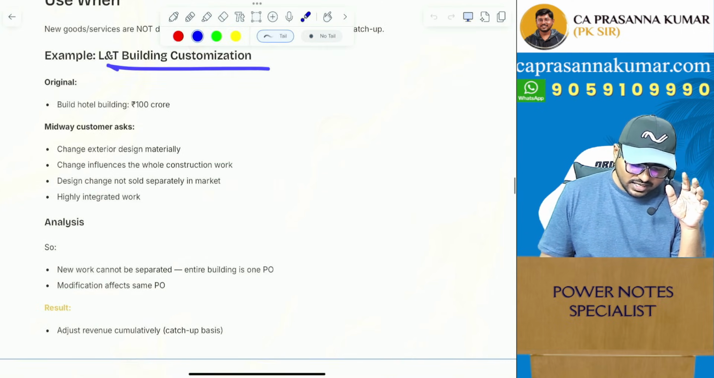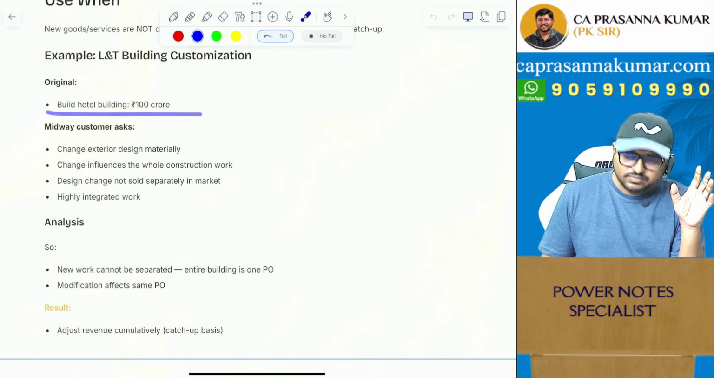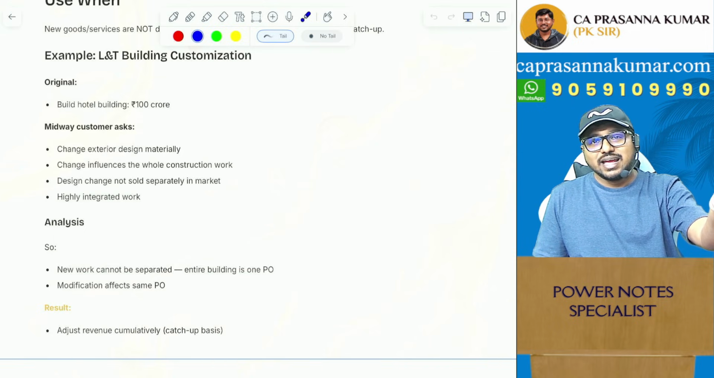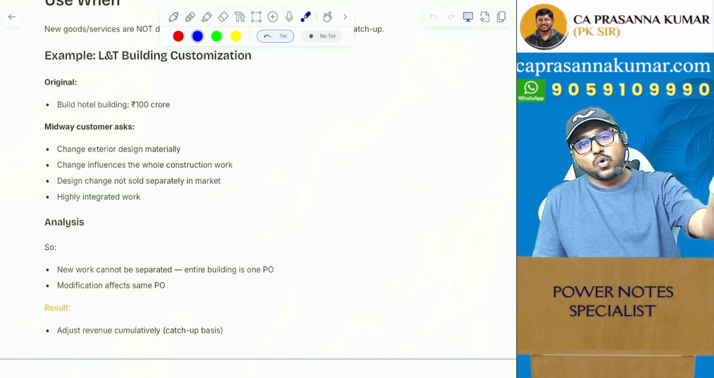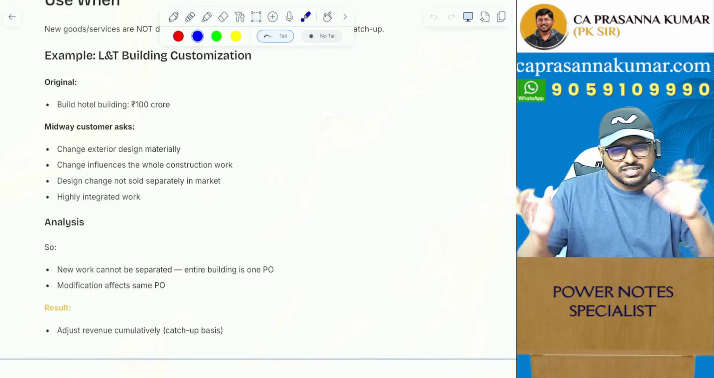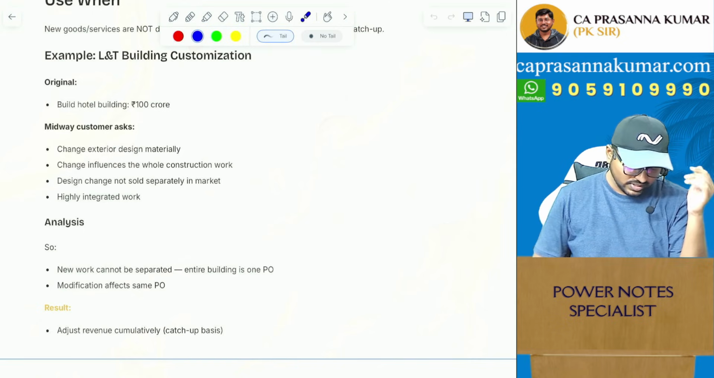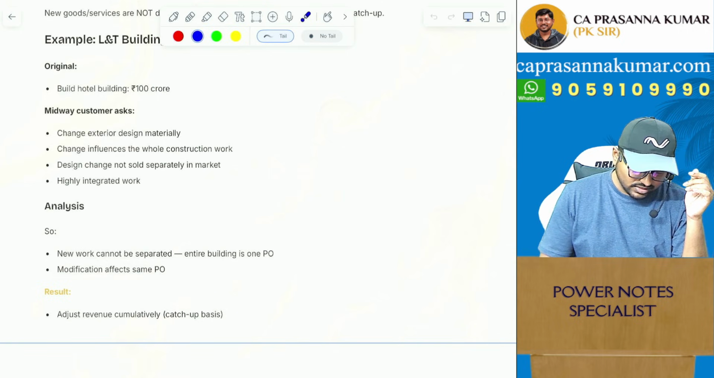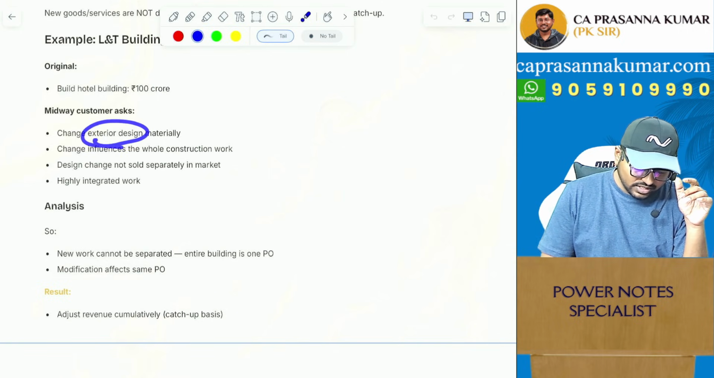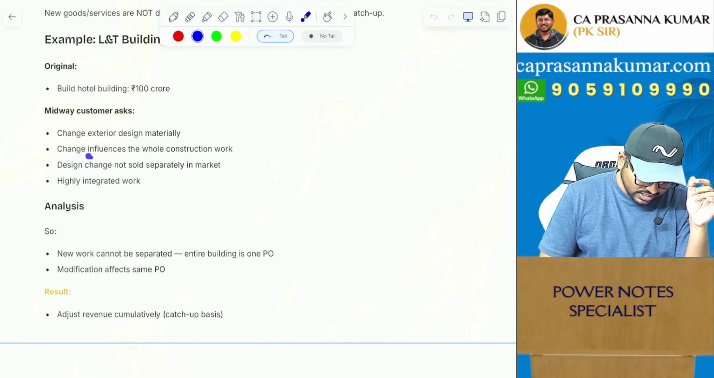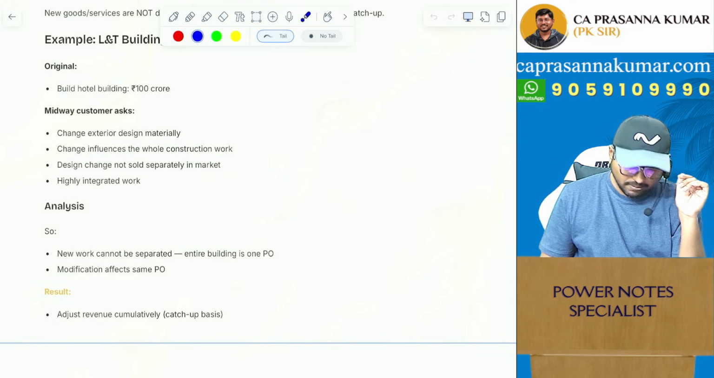See here. L&T is building a customized hotel. Larsen & Toubro is building a hotel building for the customer, who is paying L&T. Initially, they agreed on a particular design and all that. The work is going on, L&T is doing the construction. Suddenly, midway, the customer will ask, okay, change the external design, I don't like this design, do it like this. The change influences the whole construction work, obviously.